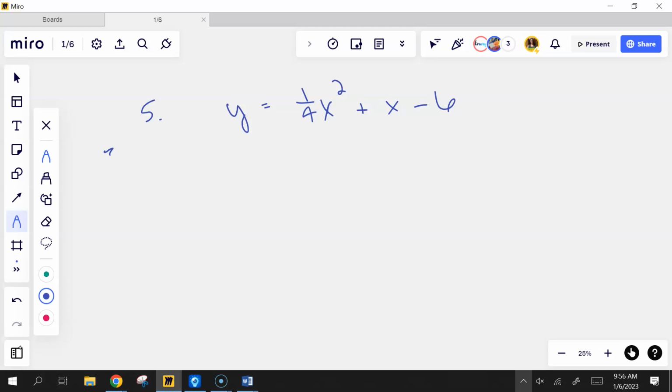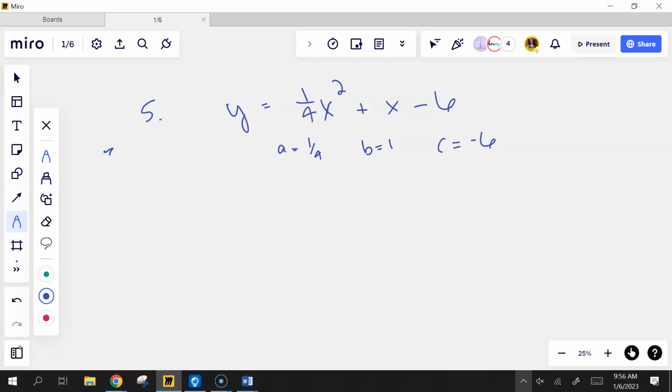All right, so first thing I need to do is identify A, B, and C. What's A? 1/4. B was... let's see. Tell me what you know. Up or down? Up. Skinny, wide, average? Wide. Why is it wide? It's a fraction. It's less than 1. That's exactly right. Y-intercept: -6.